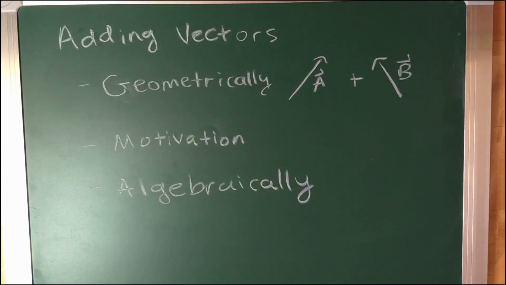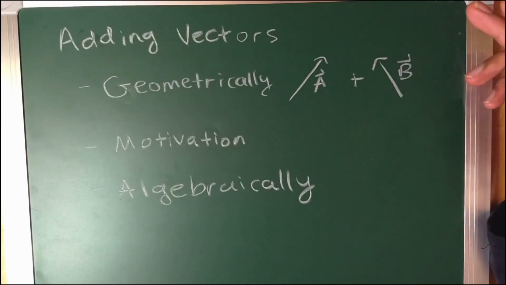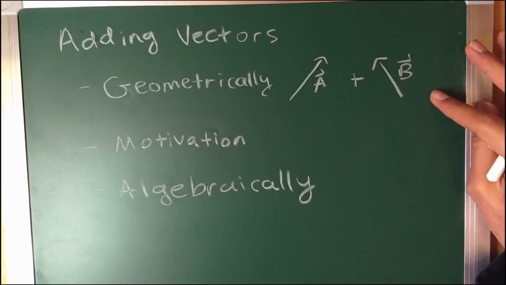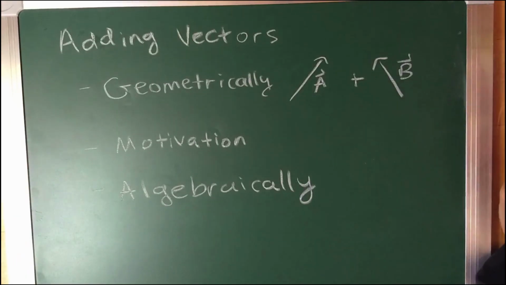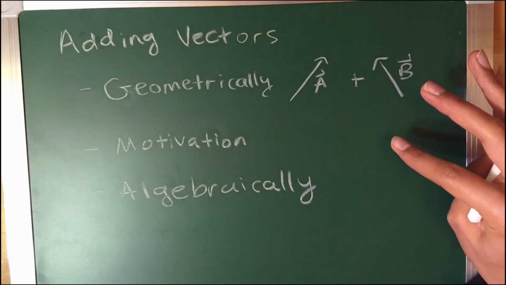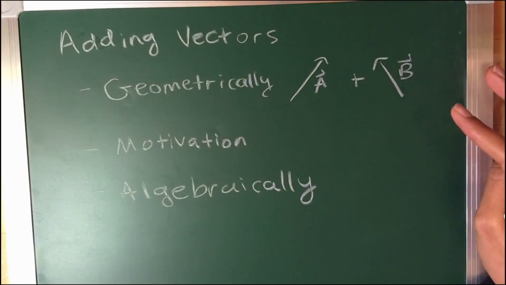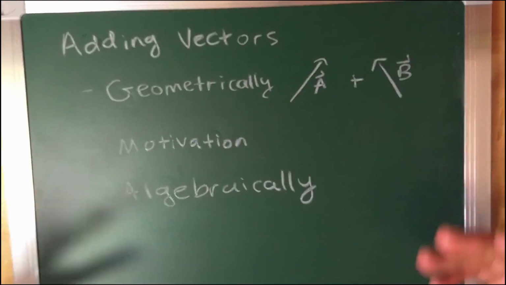Okay, so how do we add vectors? I'll start with the algorithmic procedure to show you how we do this geometrically without any motivation, but then once we've got through that, I'll give you the motivation for why that works, and then I'll show you how you do them algebraically, which is how you'll most commonly be doing it in physics. So just bear with me for a second.